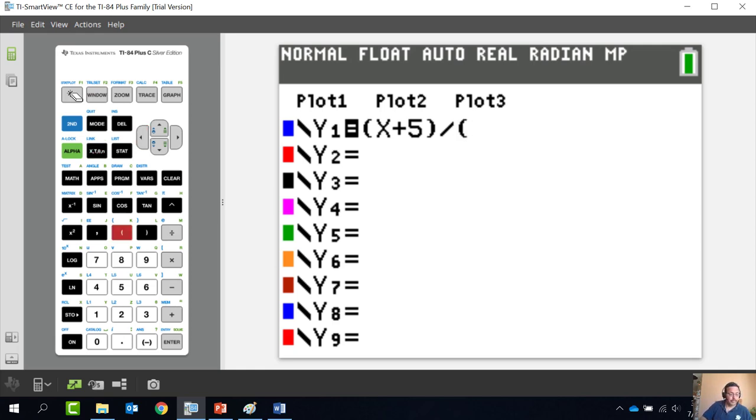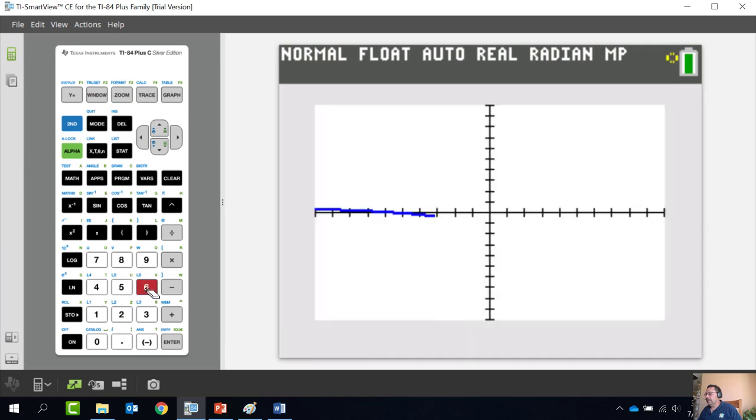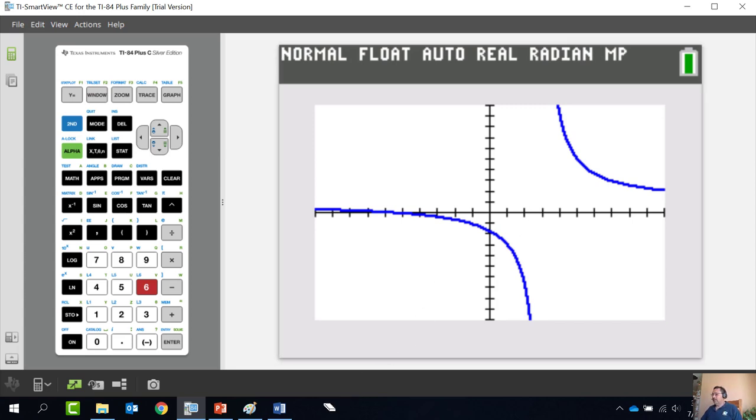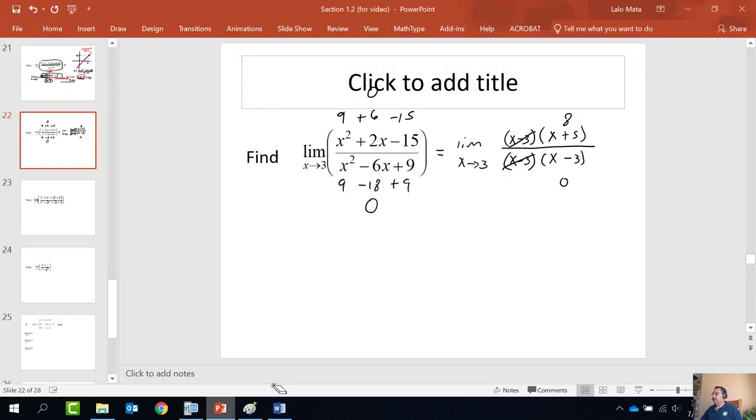Parentheses, and go to zoom, hit 6, and again we're asking what is our output tending to as x goes to 3. Right, so then what I expect you to do is copy this graph. It doesn't have to be pretty, but it just has to display the appropriate information.